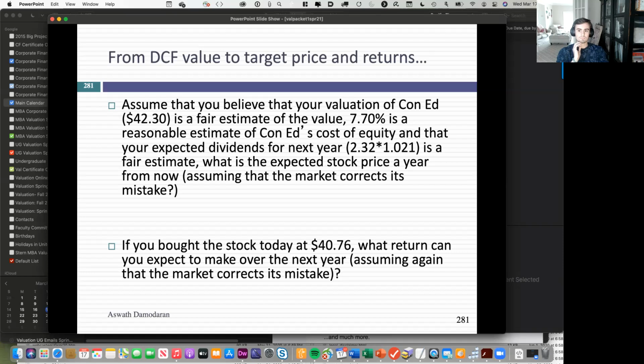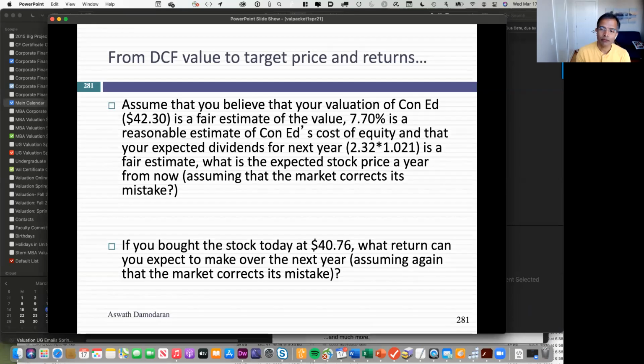That return can be made in one of two ways: price appreciation and dividends. I've told you what the dividend portion of this is. The target price a year from now will be 42.30, grown out at 7.7%, minus the dividends you will receive, because that dividend doesn't become part of your price appreciation. Try it out.